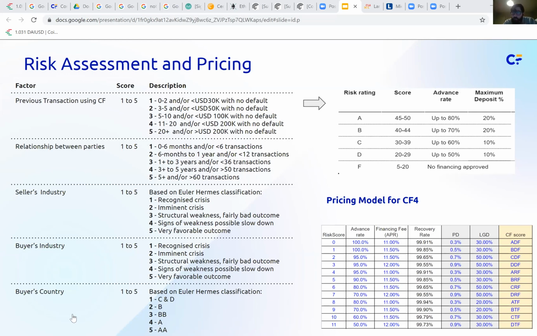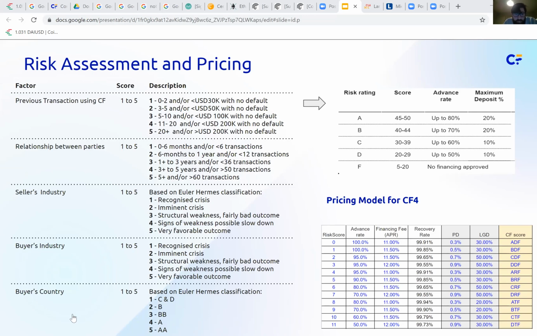This is an example for the trade finance, right? Because in trade finance, you will have a deposit that you need to pay the supplier in advance before they start processing an order. As you can see here, you have a risk rating, and that risk rating translates straight away into a pricing model. Here's an example, the pricing model that we have for CF4. That is a pool that we're working on at the moment with Centrifuge, and that we are planning for Maker to be part of.